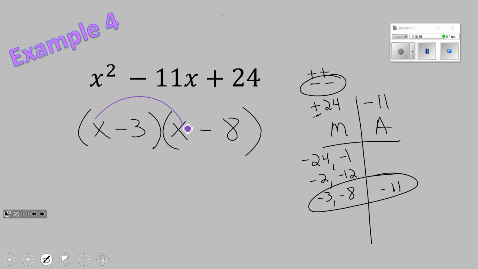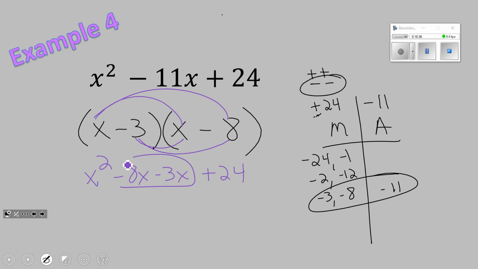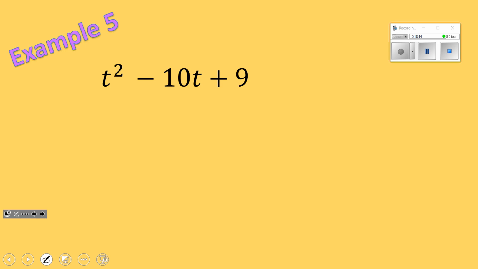Okay? X times x, x squared. X times negative 8, negative 8x. Negative 3 times x, negative 3x. Negative 3 times negative 8, positive 24. And then when you add these, you get negative 11 in the middle. Any questions on that? All right, so you try that one.